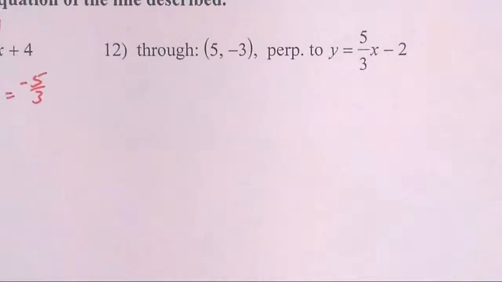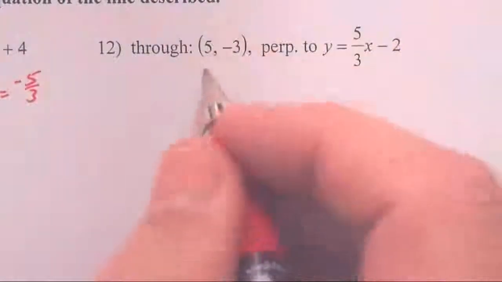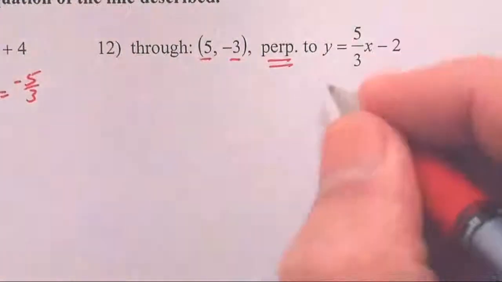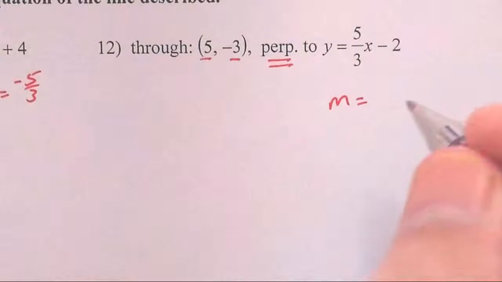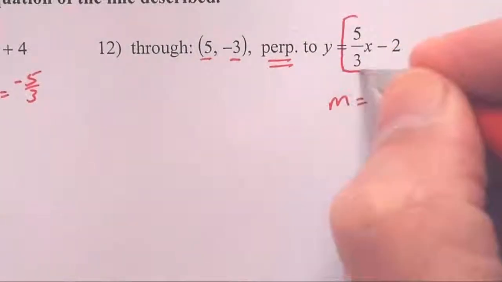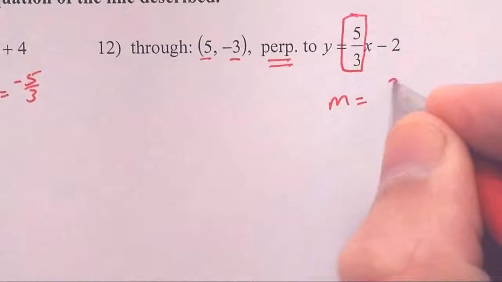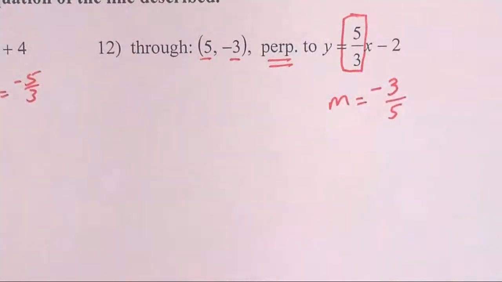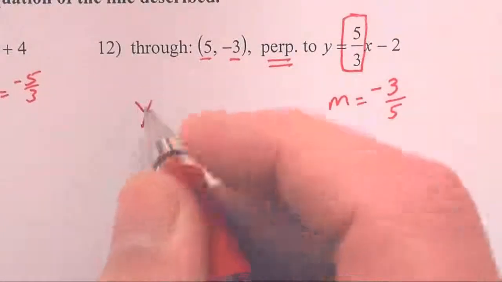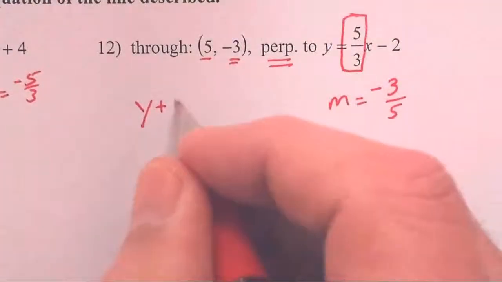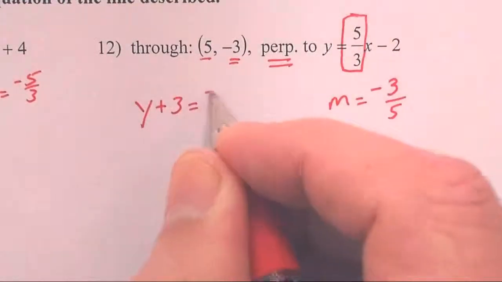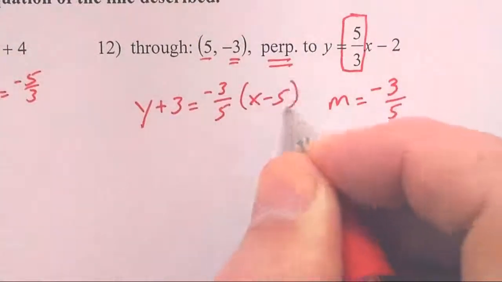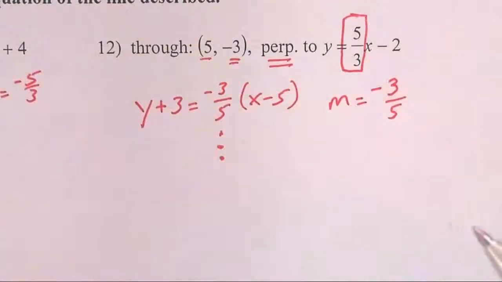Now I'm not going to complete 12, but here we have the case of a line through 5, -3, and perpendicular to this. The slope we would use for perpendicular is the opposite reciprocal. So reciprocate 3/5 and the opposite, -3/5. So we would start off with y minus our y coordinate, y plus 3, equals -3/5 times x minus our x coordinate, and then solve for y.